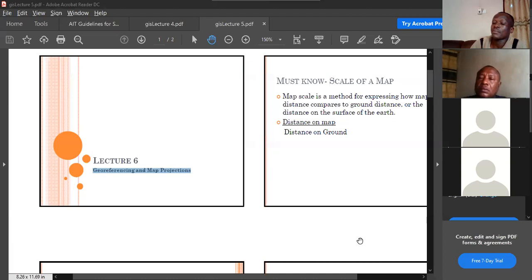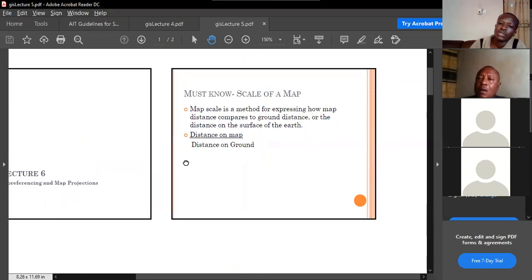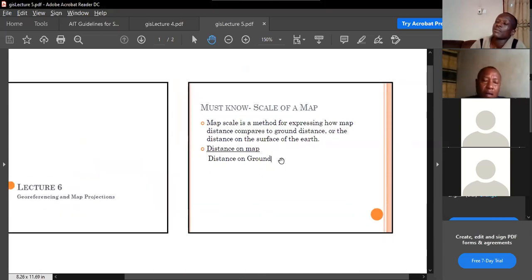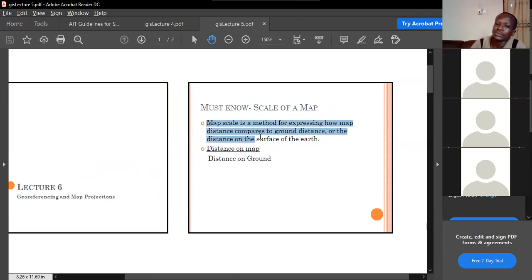Longitudes and latitudes are the basics that you can do. When you take the representation of the earth on paper, it's called a map. So we want to know some features about a map. Let's start with map scale. What is map scale? It's a method for expressing how map distance compares to ground distance, or the distance on the surface of the earth.